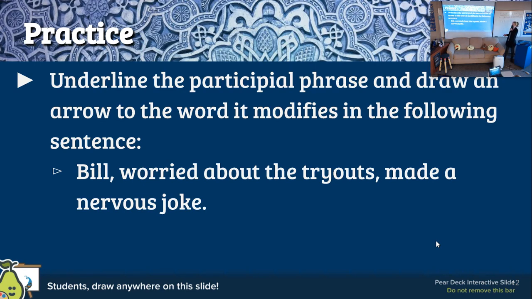All right, champ. Worried about the tryouts. Where's our single word participle? Worried. It looks like a verb. It's past tense. It ends in ed. So that's our participle. Diana, where's our participial phrase? Worried about the tryouts. All this stuff inside of the commas. And what word is that phrase modifying? Great. Bill, right? Because Bill was the one worried. Woo! I feel like we're getting it. You guys are crushing it.